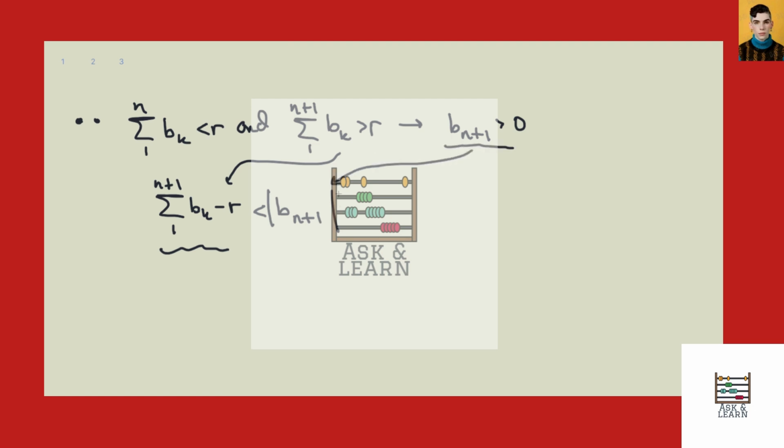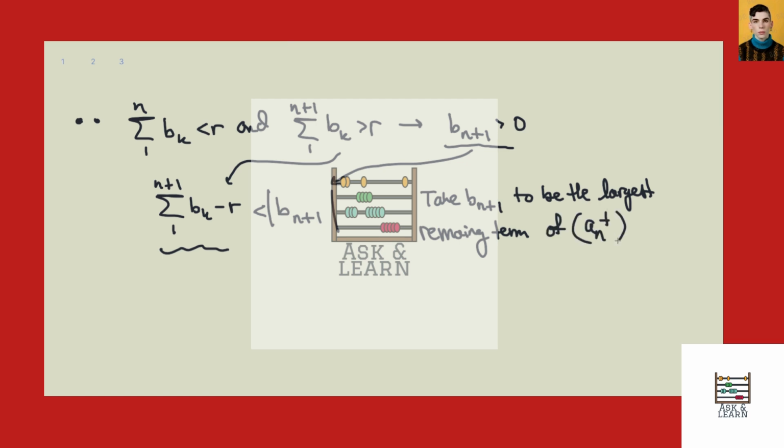But as we noticed on the last page, we should mention how to define b_{n+1}. And this time we'll take it to be the largest remaining term of the sequence of positive parts. And this is now because we ordered this in decreasing order, so they're getting smaller each time. So by the divergence test, as we noticed on the first page, this will go to 0.